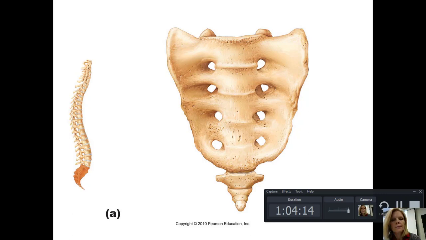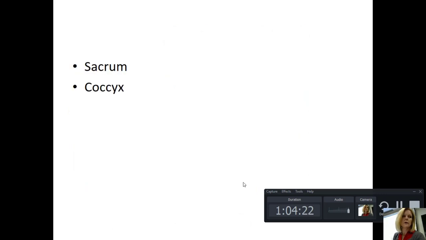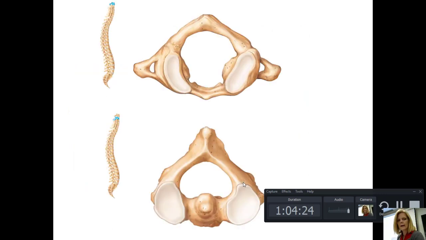This is the sacrum, and the little bone at the bottom, we call it our tailbone, the coccyx. So it has a hard C followed by a soft C, coccyx. All right, now we're going to look at the first 2 bones of the spine, which is the atlas and the axis. So this is the atlas, this is the axis.